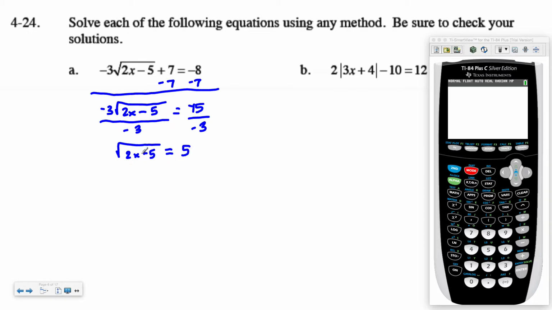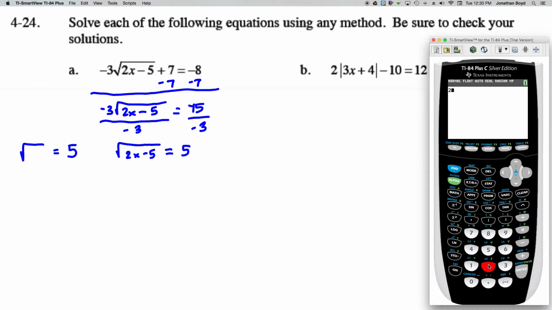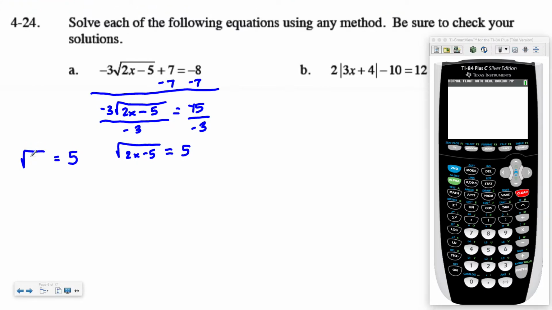Well, what number can you take the square root of and it equals 5? Think about it here. Square root of something we don't know equals 5. Think about the square root of 25 equals 5. That means that whatever we have inside of here has to equal 25. Now there's a couple ways you could do it. If this is the square root of 25 equals 5, and the square root of 2x minus 5 equals 5 here, well, we know then that the 2x minus 5 has to equal 25.